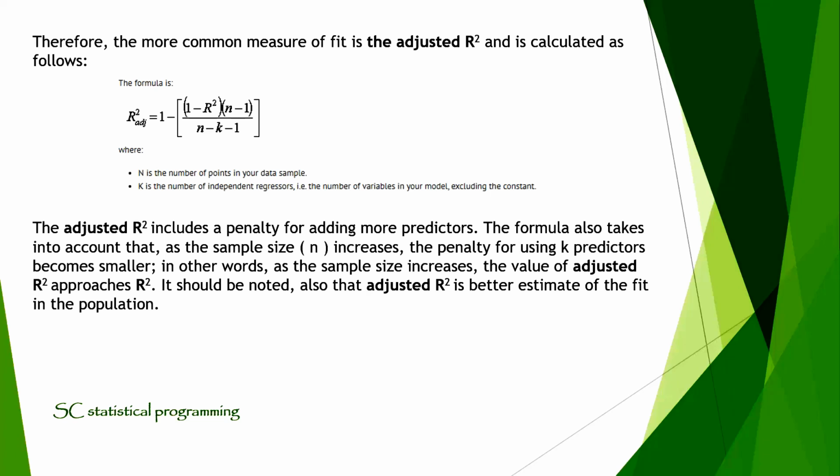The formula also takes into account that as the sample size n increases, the penalty for using k predictors becomes smaller. In other words, as the sample size increases, the value of adjusted R-square approaches R-square. It should be noted also that adjusted R-square is a better estimate of the fit in the population.